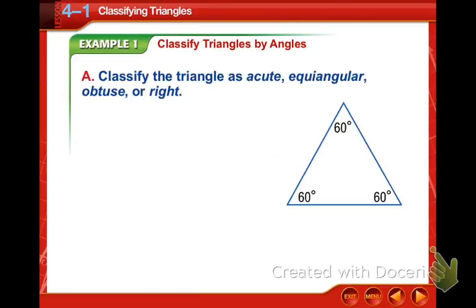So, first thing we have to classify this triangle. We know all of them are 60, which means they're all the same, and 60 is an acute angle, so this is technically just an equiangular triangle. Now, theoretically, it's also acute, right? But because it is this special type of acute triangle, where they're all the same, it's equiangular.